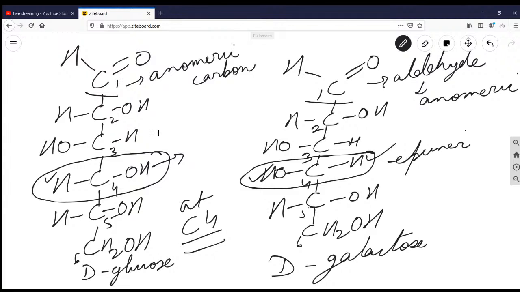Now, once epimerization has been done, I'll show you how anomers are made. Now let's convert the Fischer projection to the Haworth projection. Then everything will become clear. What is the significance of OH this side, H this side, H this side, OH this side? Everything will become completely crystal clear.